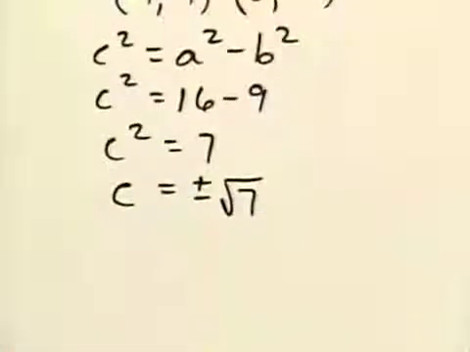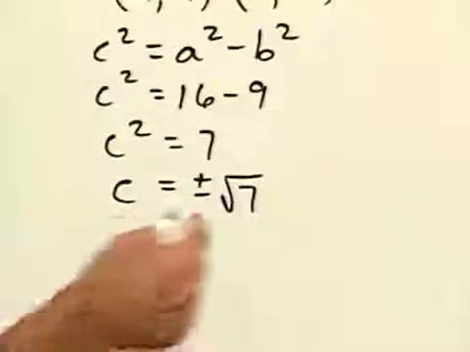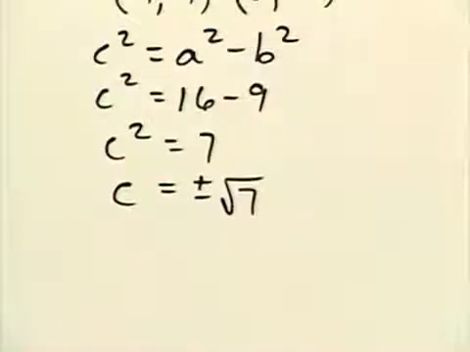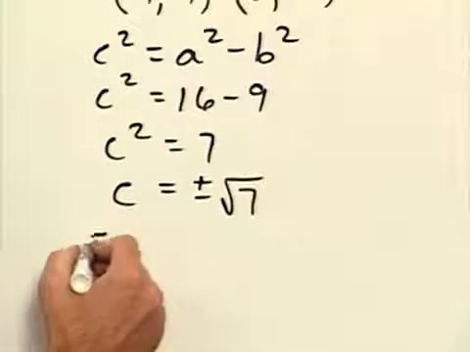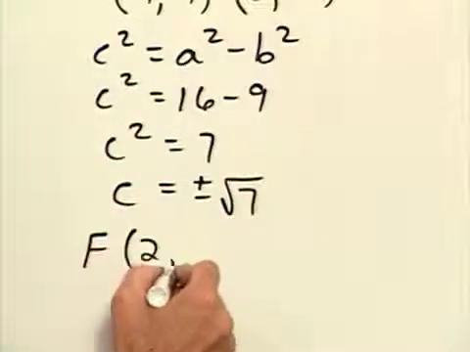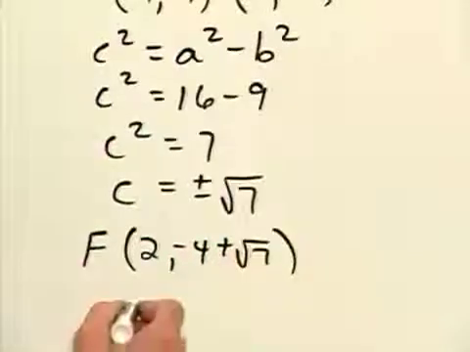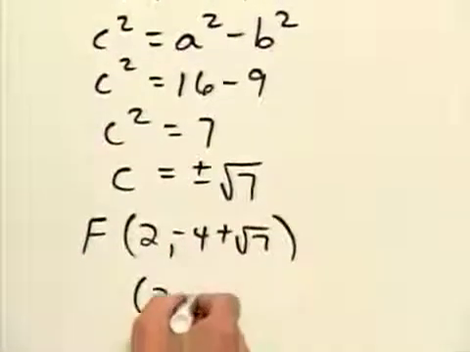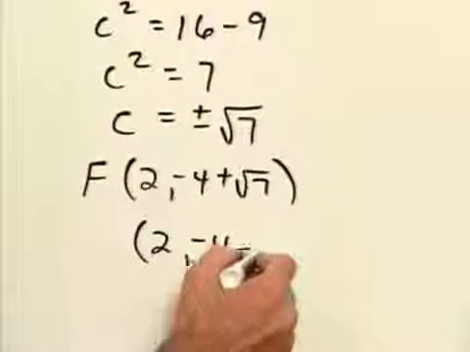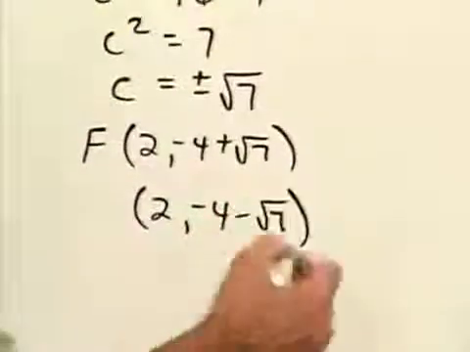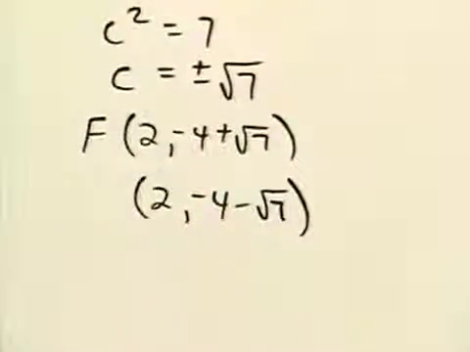Now the foci will be plus or minus the square root of 7 above and below our center for our ellipse. So our foci will have the coordinates 2, negative 4 plus the square root of 7, and 2, negative 4 minus the square root of 7. With all of this information, we can graph this ellipse.